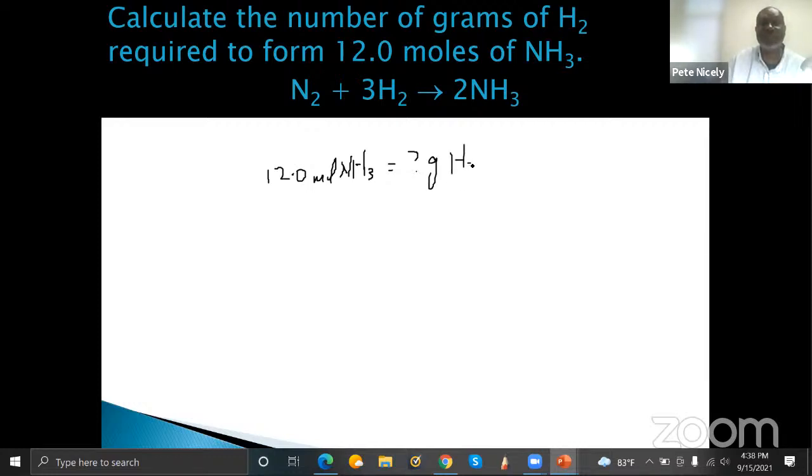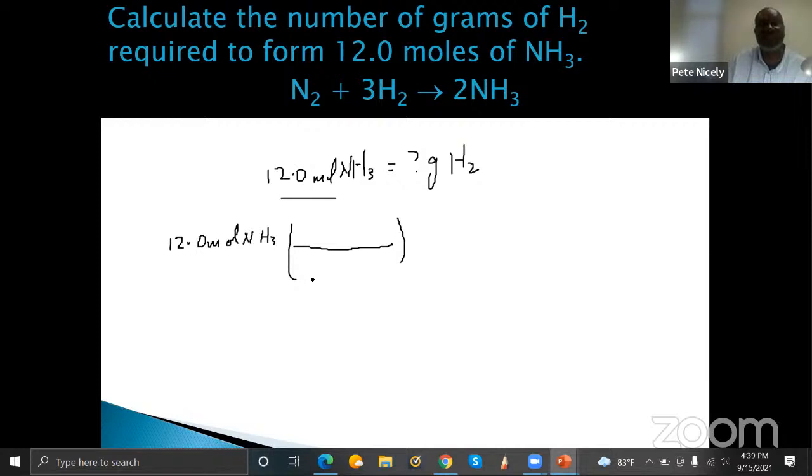So this is a bit of a reverse of what we did before, because before, we started off with the mass in grams of one substance, and then we tried to find the moles of the other substance. So this is the opposite. You're given the moles of one substance, and you're asked to find the mass in grams of the other substance. So I'm going to start off with the 12.0 moles of ammonia, and then I'm going to write down a conversion factor, which represents the mole ratio between the two.